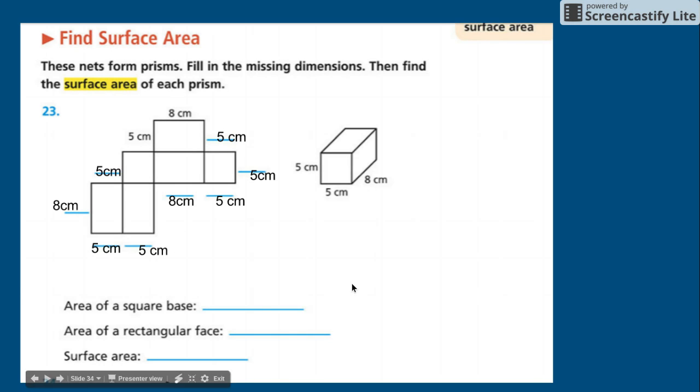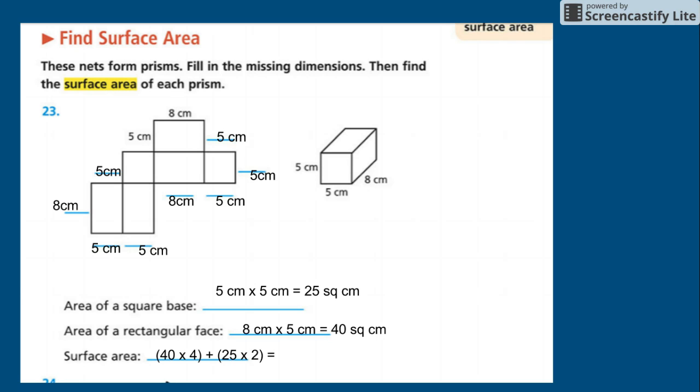So to break it apart, find the area of the square base. That's going to be 5 times 5, which is 25. The area of a rectangular face is 8 centimeters by 5 centimeters, which is 40 square centimeters. So to find the surface area, we figure out all of the area of the rectangles and multiply them by 4 because we see 1, 2, 3, 4 here. And then we see 2 squares there, so multiply that by 2, add them up, and you get 210 square centimeters.